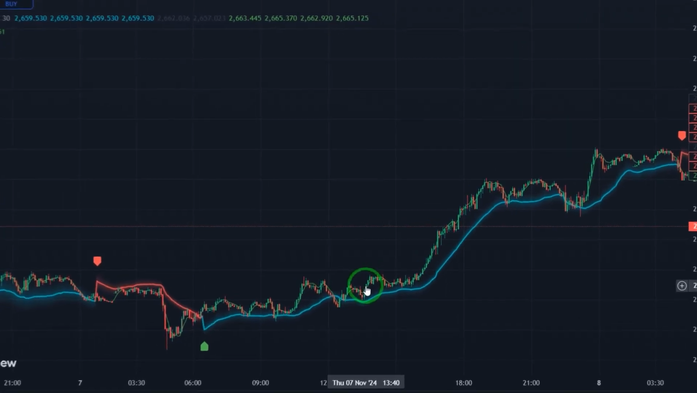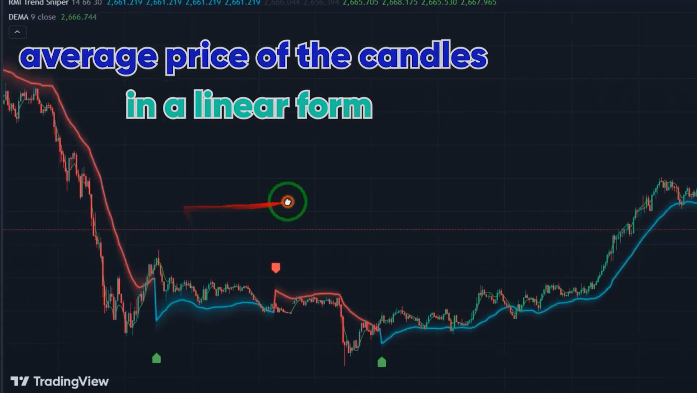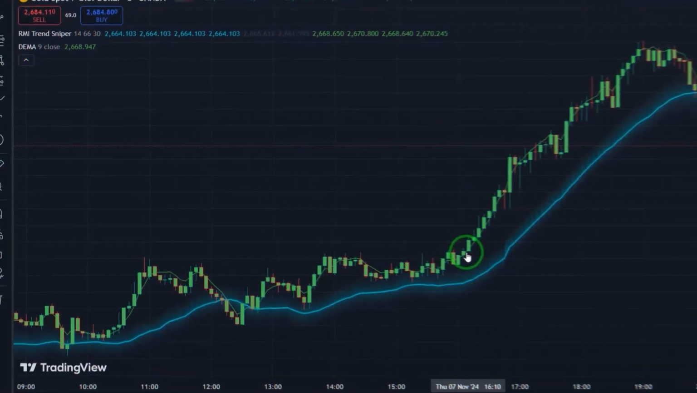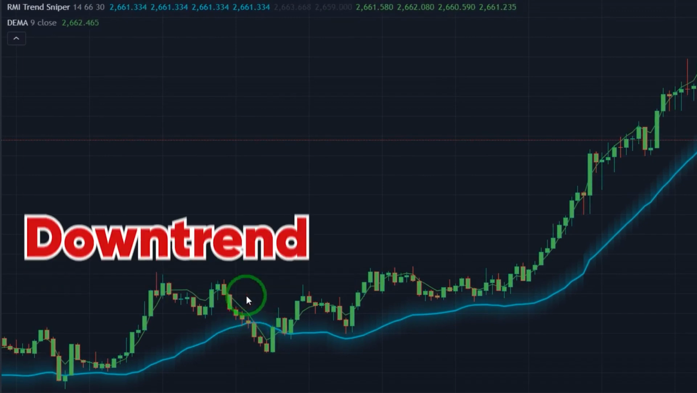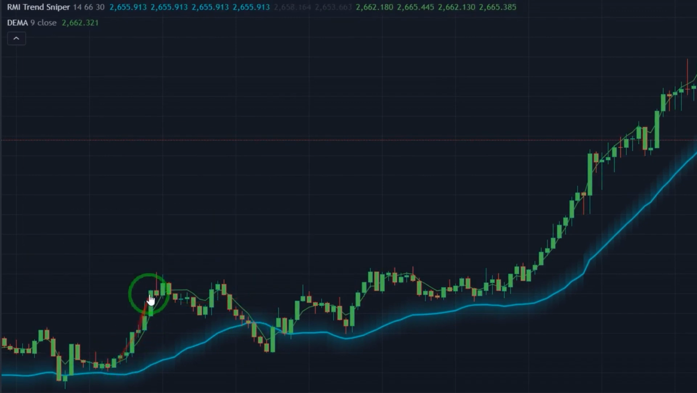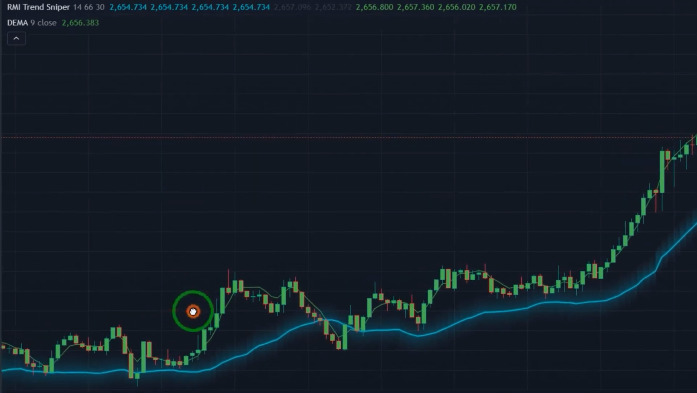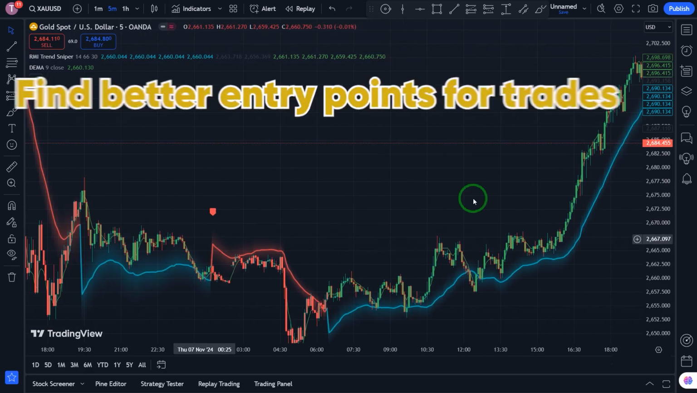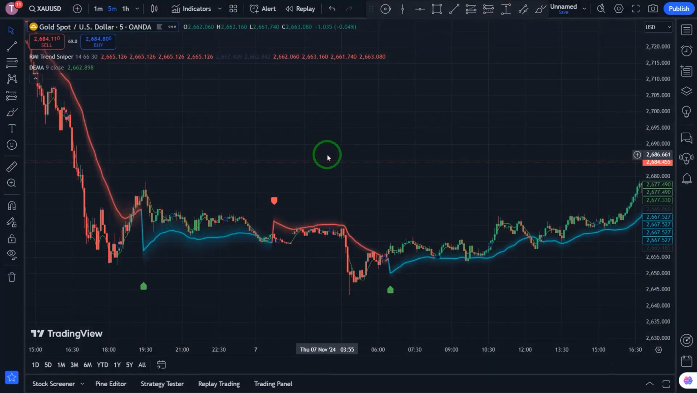As the name of this indicator suggests, it shows us the average price of the candles in a linear form, making it very easy and straightforward to work with. When the price breaks below this line, we can understand that our trend has changed to a downtrend, and when the price breaks above this line, we realize that our trend has changed to an uptrend. This way, we can use this indicator to identify the trend. But if these two indicators are combined, we can find better entry points for trades and make good profits from the combination of these two free indicators.